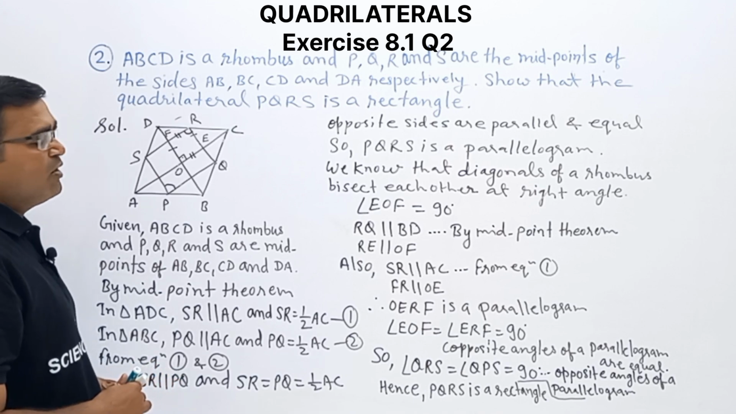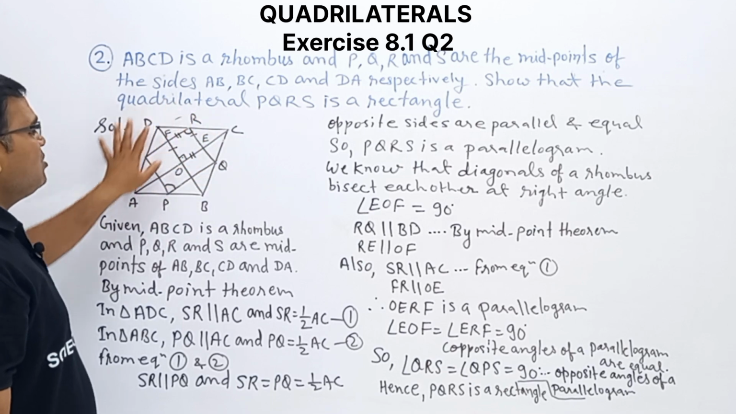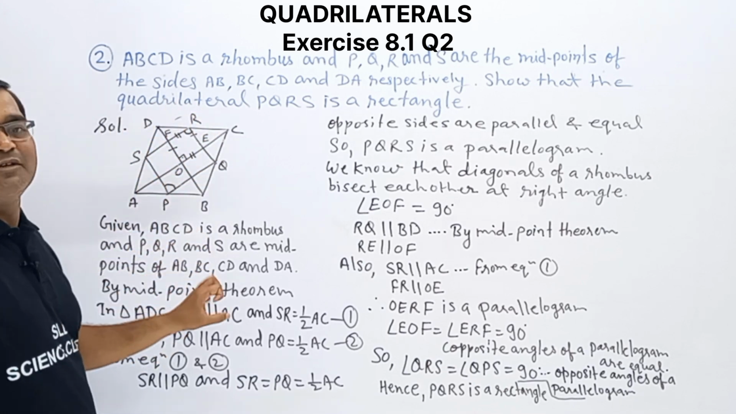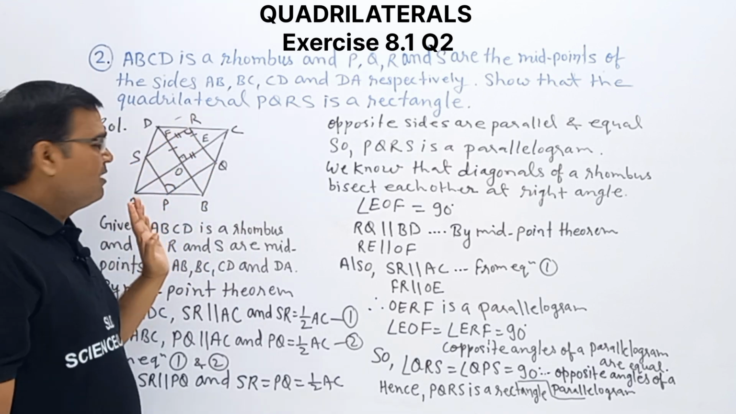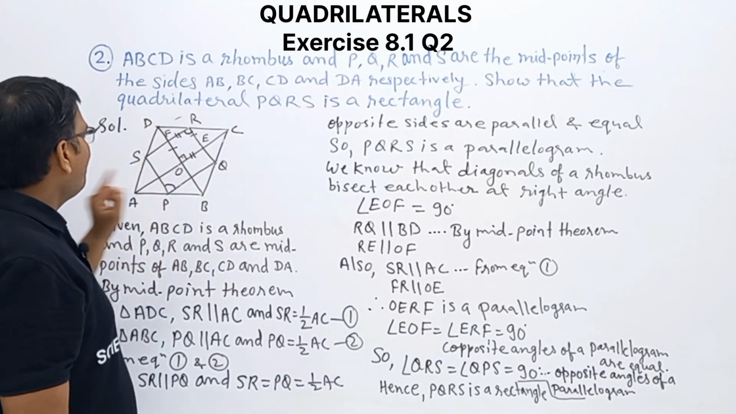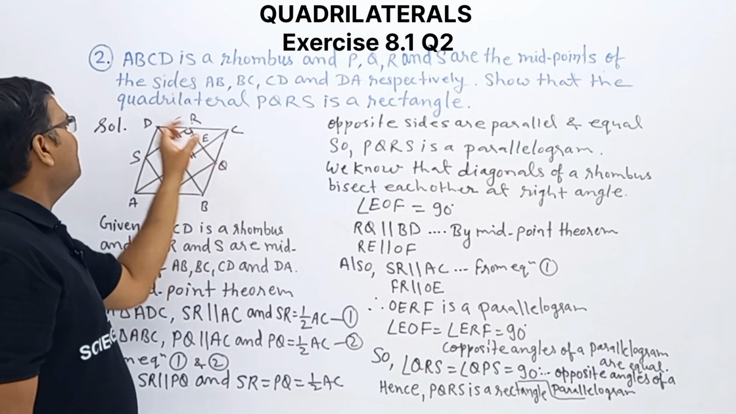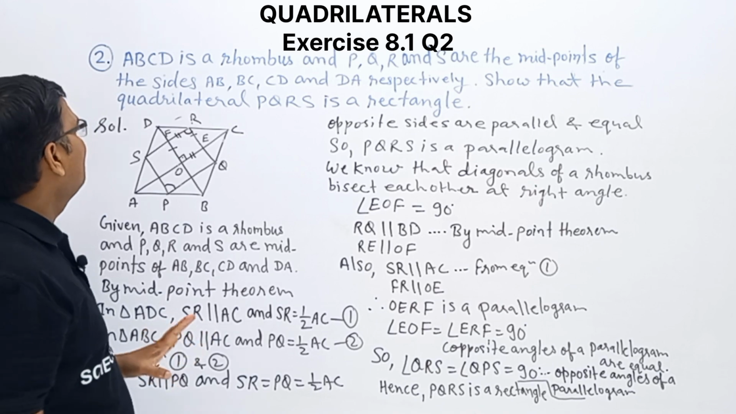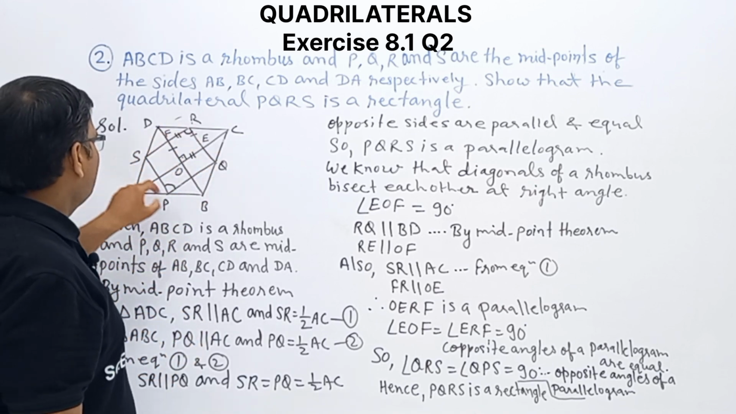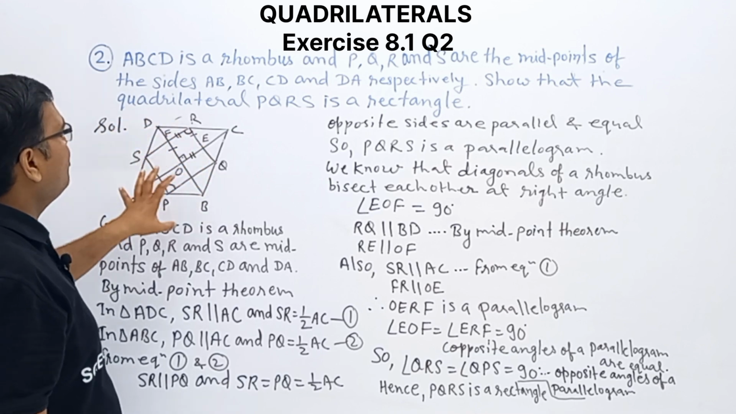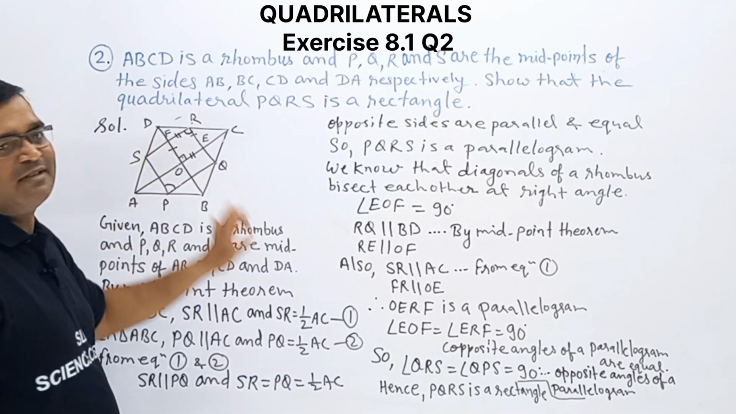Clear? Observe again what we are doing in this question. In the question we have ABCD, a rhombus. And what about the rhombus? A rhombus is a parallelogram having all sides equal. ABCD is a rhombus, in which P, Q, R, S are midpoints of AB, BC, CD and DA. Clear? We want to show that quadrilateral PQRS, formed once we join all the midpoints of a rhombus, is a rectangle.